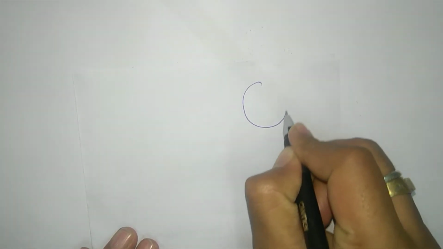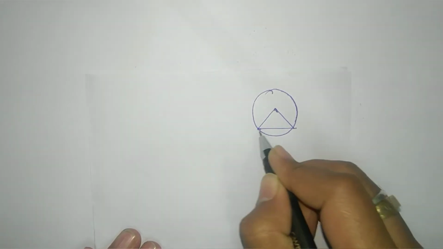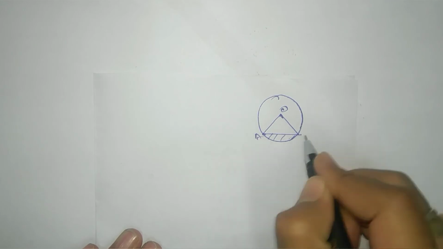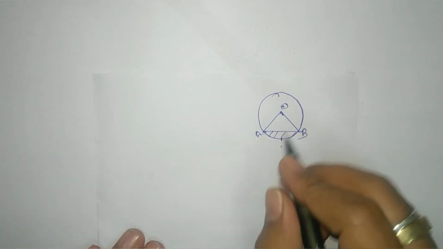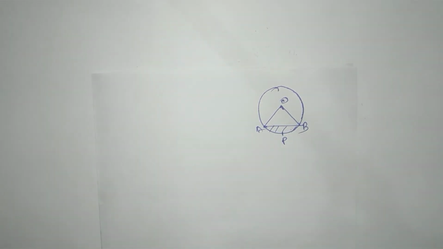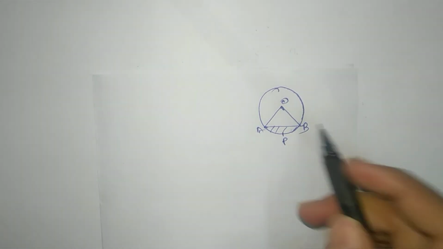Now we'll see one more part, that is segment. So how are you going to find it? If we take a circle and center, join them, so this is your segment. And to find the segment, what are we going to do? First we're going to find the area of the sector, and then we'll subtract the area of the triangle from the area of the sector, and we'll get the area of the segment.